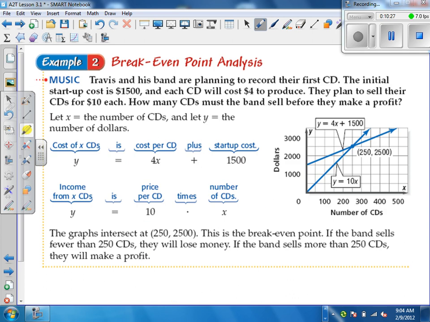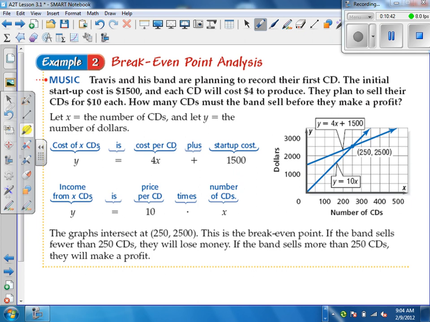Here's just a word problem. Travis and Mann are planning to record their first CD. The initial startup cost is $1,500. Each CD costs $4 to produce. They plan to sell CDs for $10 each. We need to figure out how many CDs must the band sell before they make a profit.